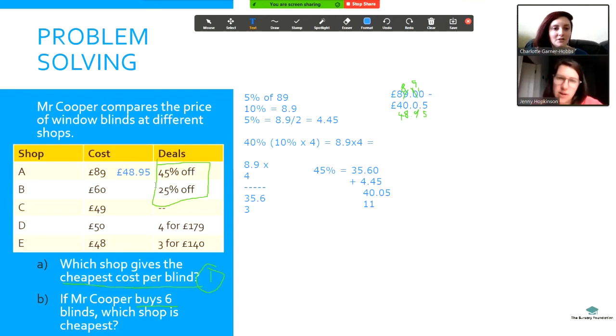That's a quarter, isn't it? Yeah. So if I know that 25% is 1/4, I know that 60 divided by 4 is 15. So if I do £60 subtract £15, that gets me £45. Yeah. That was actually so much easier to do.